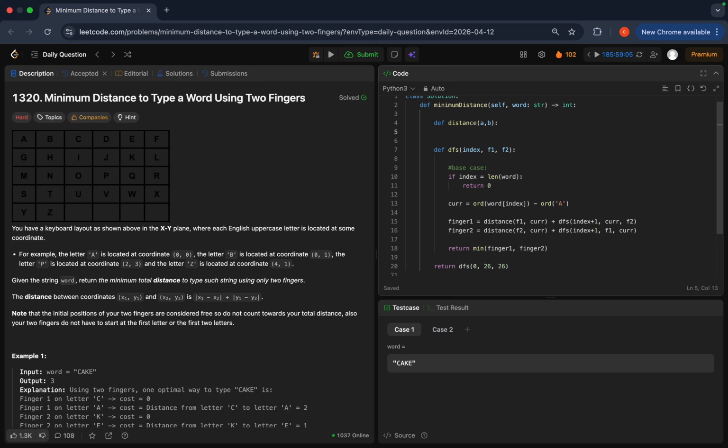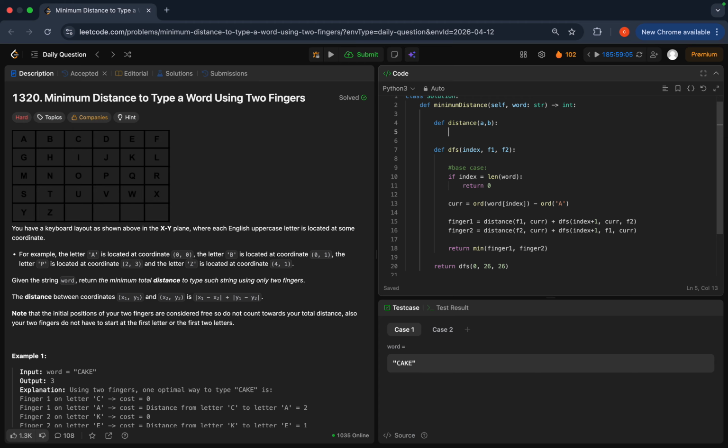And for this particular distance, we have to say that if a is equal to 26, or b is also 26, we have to return 0. Then we will calculate the absolute value of the x coordinate and y coordinate. In the explanation I have mentioned how we find the x coordinate and y coordinate by using this particular division and rounding off the division value with modulo, right? So we will do that.